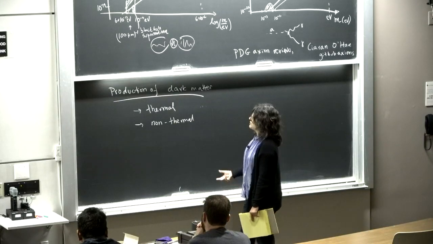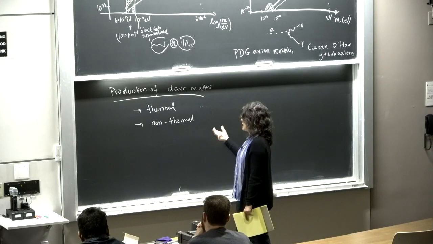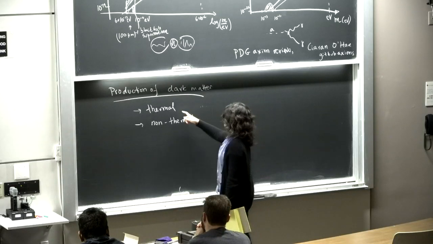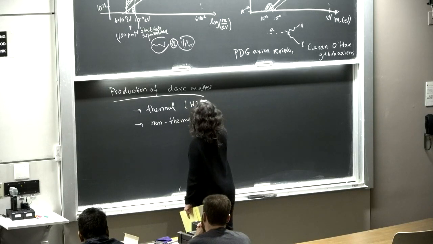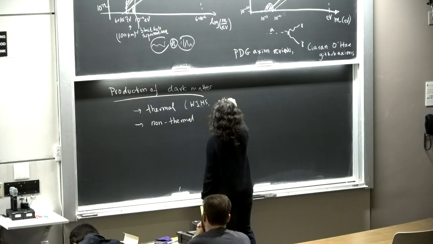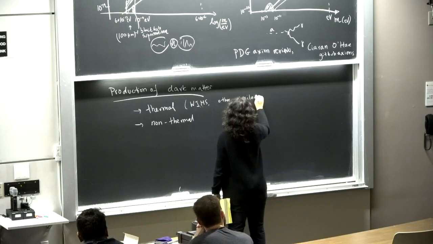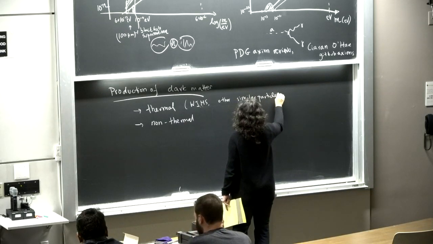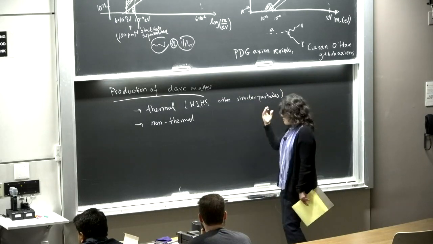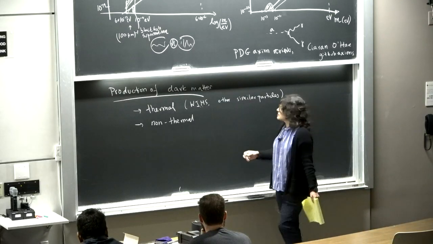And also it should be cold to satisfy other observational constraints. So examples of thermal dark matter are WIMPs or other similar particles, let's call them, that have large enough interactions with the standard model to keep them in thermal equilibrium at some point in our universe.